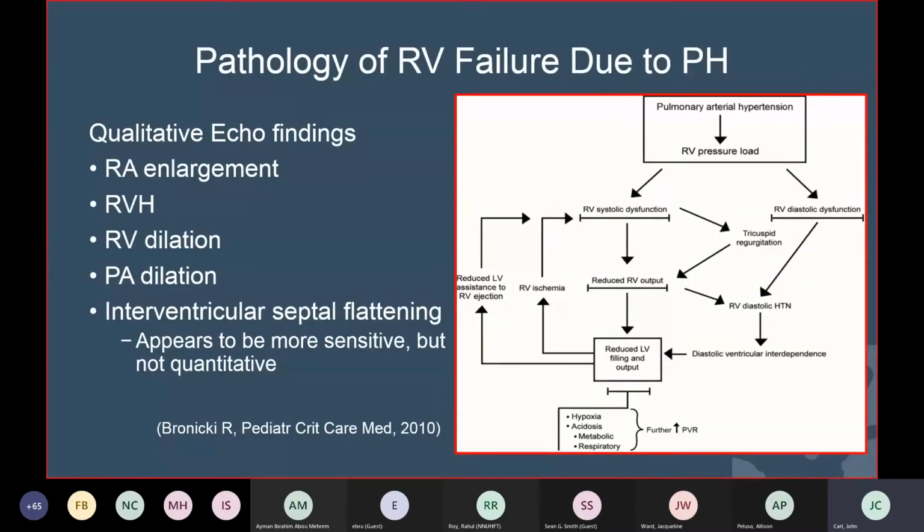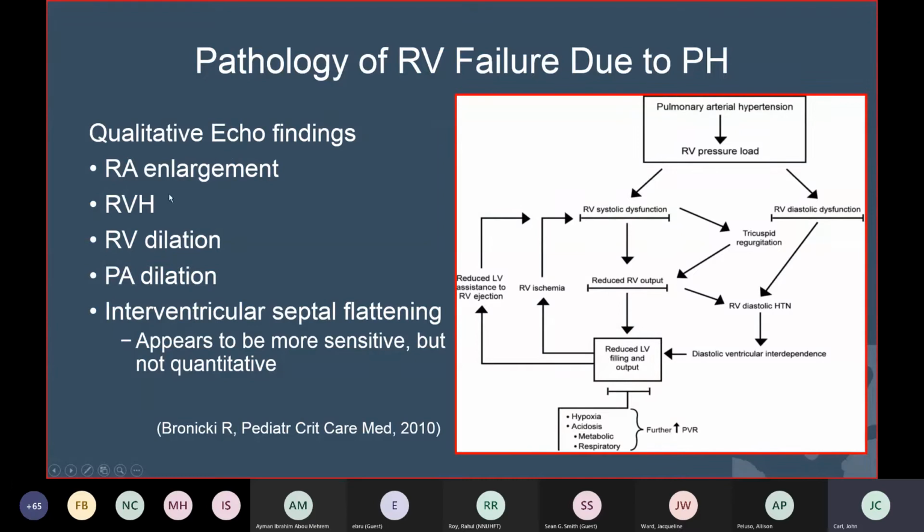But the pathology of this right ventricular failure, this flow chart here in the right panel, really is just to show that when you get increased right ventricular pressure load with diastolic dysfunction and systolic dysfunction, because of diastolic ventricular interdependence, it can affect and reduce left ventricular filling and output. It can reduce left ventricular assistance to the right ventricular ejection and sets up a very vicious cycle here.